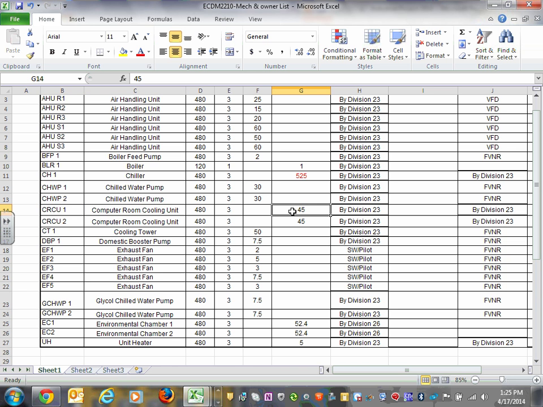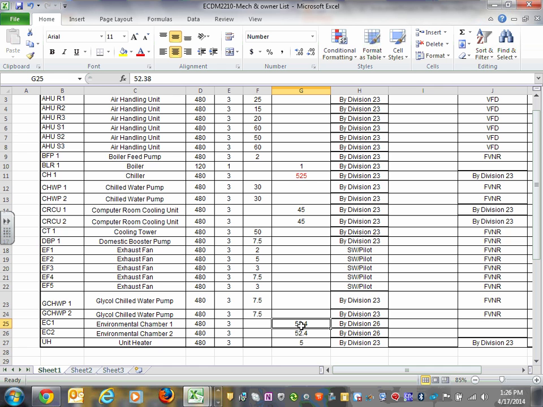We also have the CRAC units. This is for the computer room that we need to feed from mechanical equipment. Some exhaust fans, and we do have 2 sets of environmental chambers that need to be fed. Because of their importance and their relatively large size, not too big, but their importance, we decided to feed them directly from the switchgear. You can make this decision.